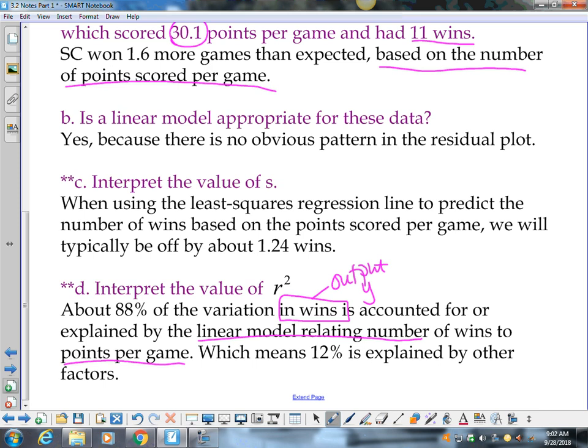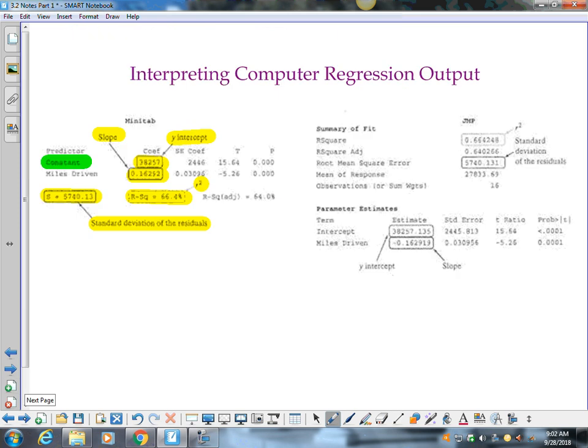But they're 12% of the variation explained by other factors. Okay, sometimes they're going to give you this, it's called a Minitab, and it's just giving you the same information, but I just want you to know where all the information is in a Minitab, and I think you've got a couple in your homework. But it's a great way to give you a snapshot of information quickly.